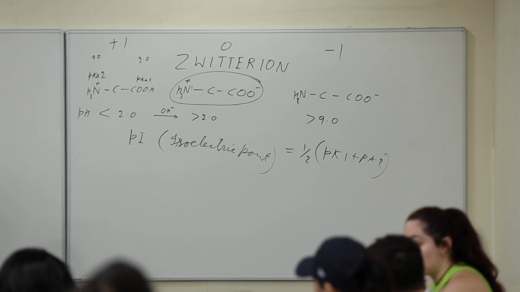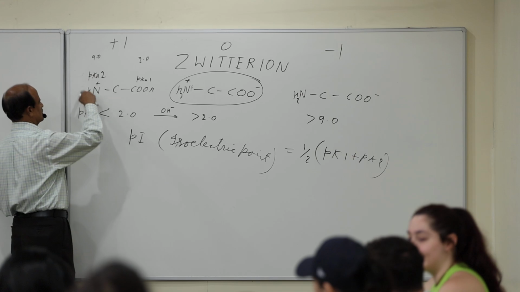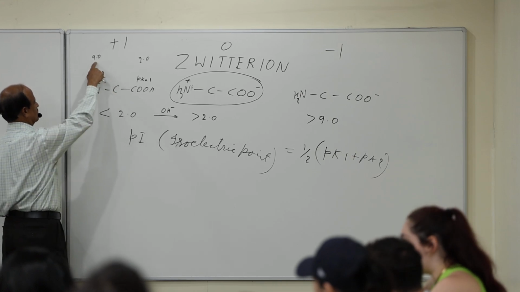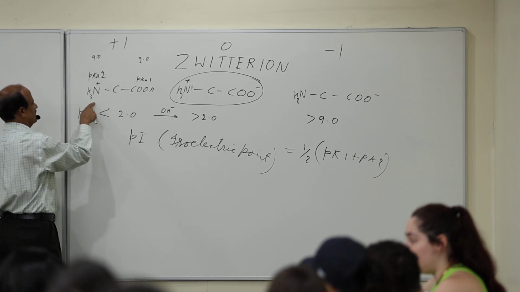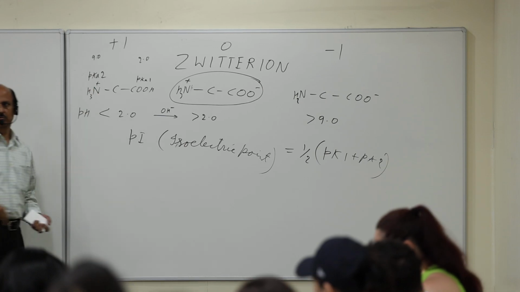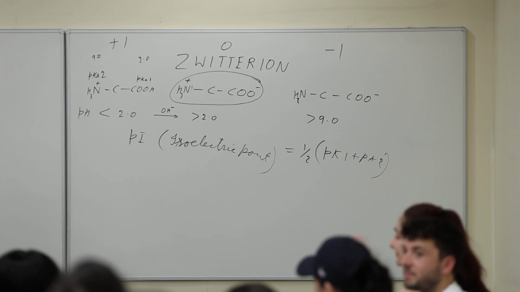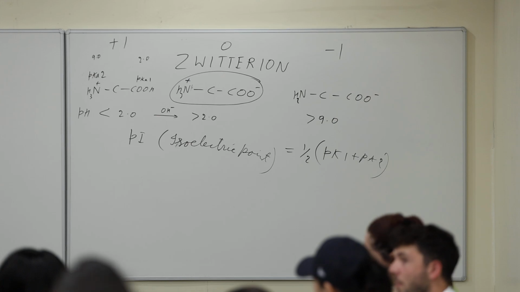Same way for the amino group. If you are lower than the pK of this ammonium group, which is 9, so 2 is obviously lower than 9, it will remain protonated. That means it will remain as NH3+. It will lose that proton only when you go above 9.